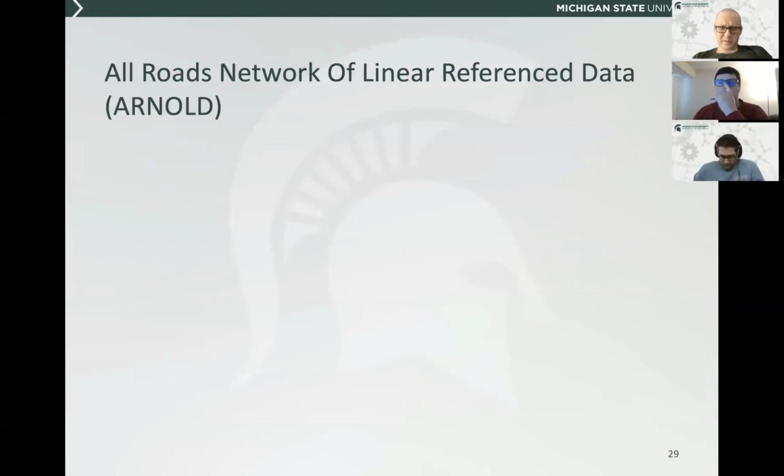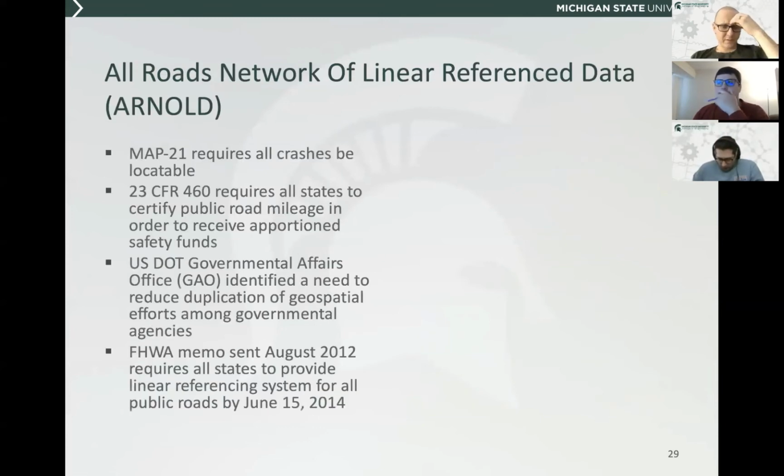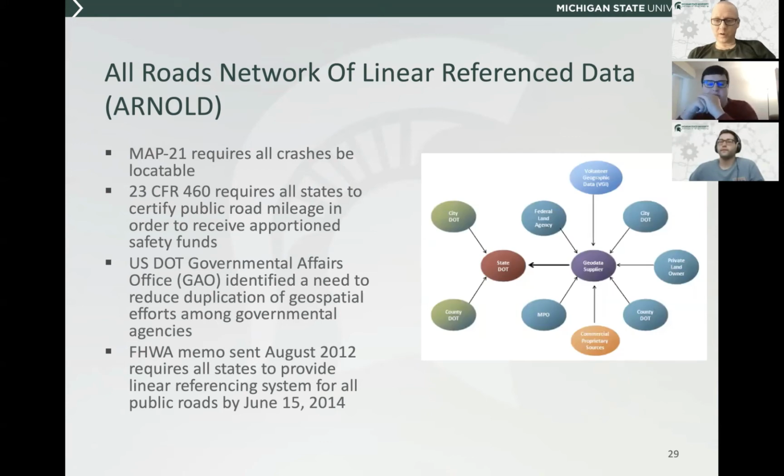There was basically a requirement in MAP-21 that all crashes are locatable. And so for that to be the case, all of those roads would need to be part of a linear referencing system. And so up until that point, there was quite a bit of inconsistency from state to state in terms of how accurately crashes could be located. And so basically any crash occurring on a public road now needs to be locatable as per MAP-21.